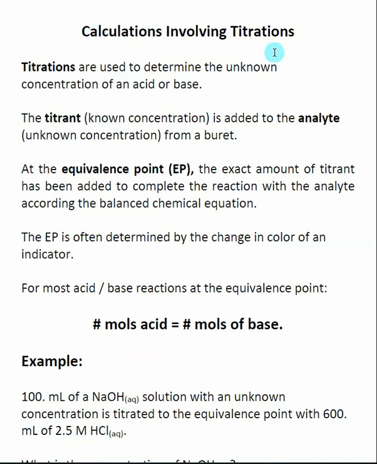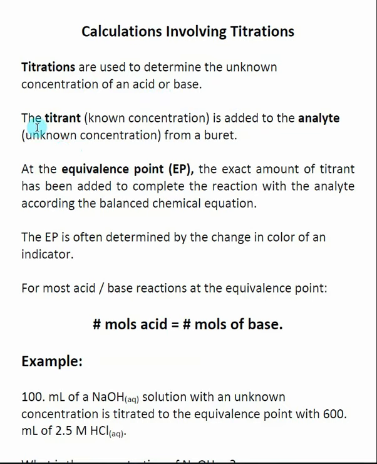Calculations involving titrations are kind of the classic beginning of using molarity calculations as part of reactions. A titration is used to determine the unknown concentration of an acid or base. There are actually a number of different types of titrations. We start with acids or bases, but really titrations allow us to determine the unknown concentration of something. So where we start is determining the unknown concentration of an acid or a base, but there are a lot of different types of titrations in reality.